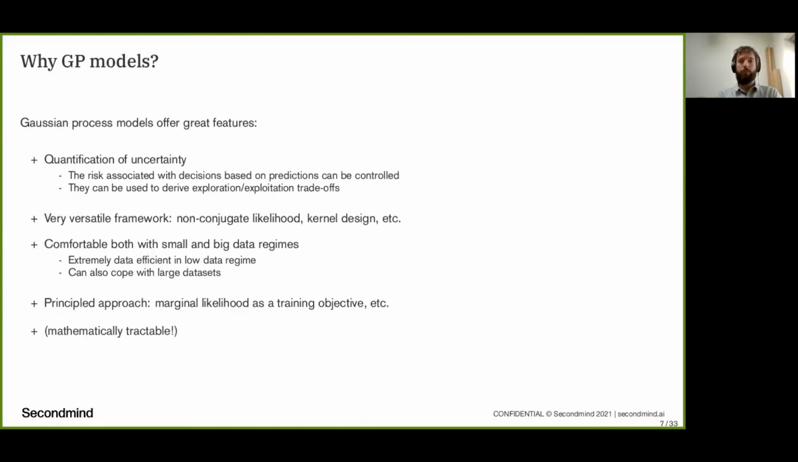The other thing is that it's a very versatile framework. So we can do models with non-conjugate likelihoods. We can finely tune the kernels. We can do many, many things to make the model well suited for a wide range of applications.